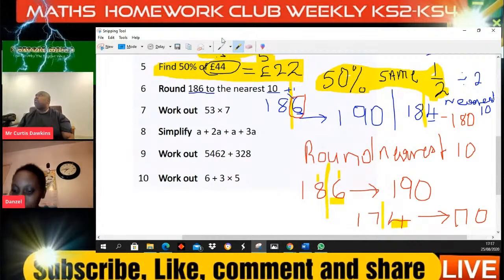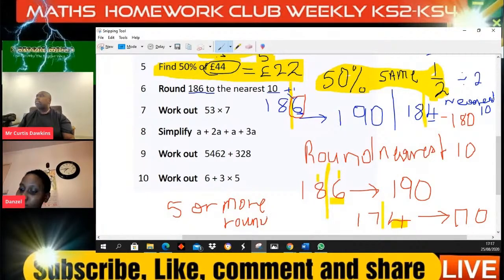And the key piece of notes here, if 5, right, or more, you round up. Right? 5 or more, you round up.